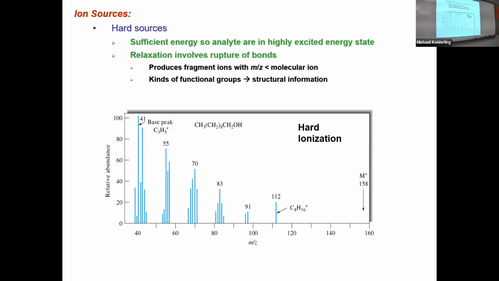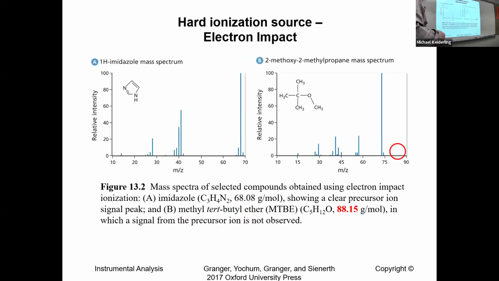Hard sources have sufficient energy that the analyte is in a highly excited energy state. This produces fragment ions with mass to charge ratio less than the molecular ion. This gives information on functional groups and structure. So this is an example of hard ionization. You can see you get lots of clusters of peaks. And here are some more examples of hard ionization, and here you can in fact not see the precursor.